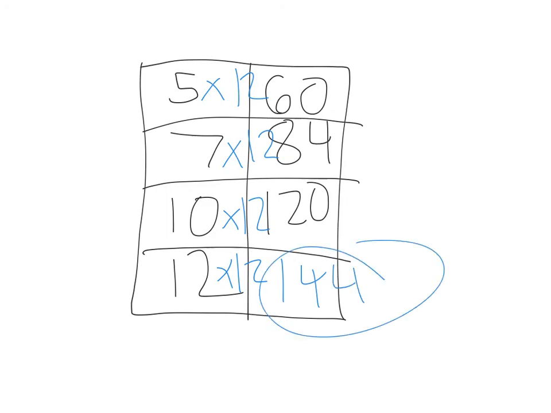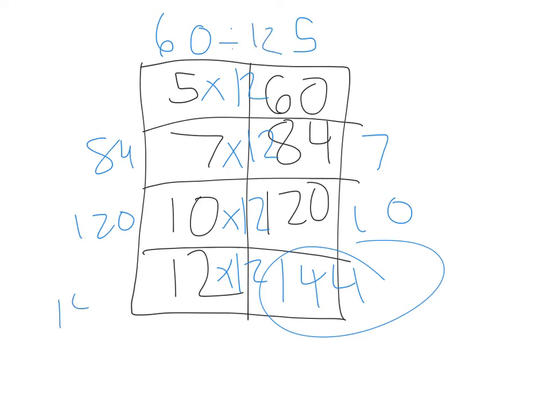So I had another multiplication pattern. I could have had this box reversed, where I had the 60 on this side and the 5 on this side, and the 84 and the 7 and the 120 and the 10, and I would have to divide, and then they probably would have given me 144, and then I would have had to divide that and gotten 12. So you can do addition, subtraction, multiplication, or division in these magic boxes.